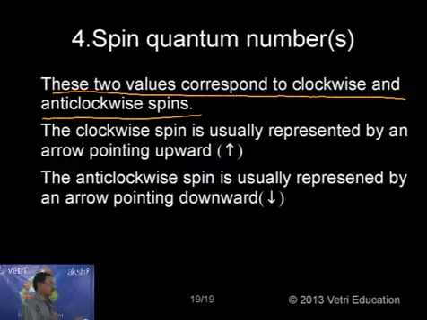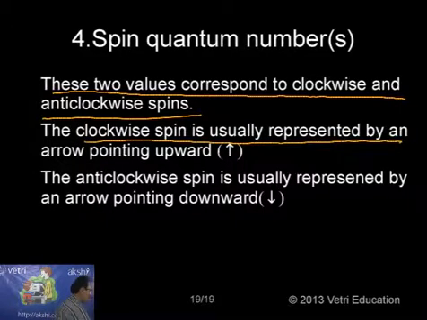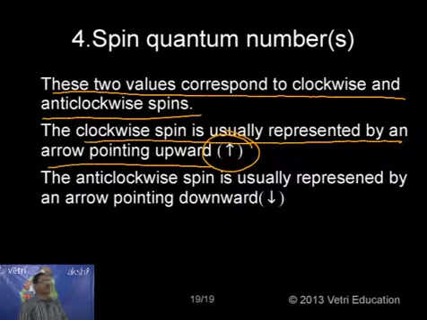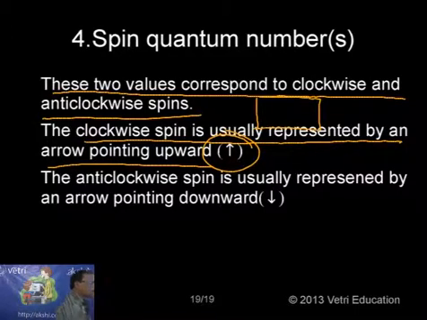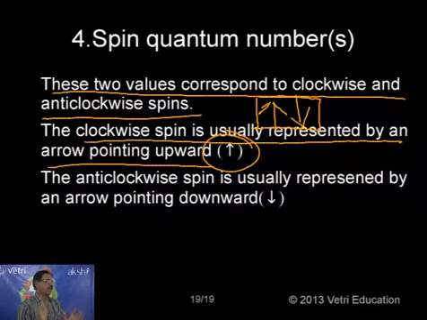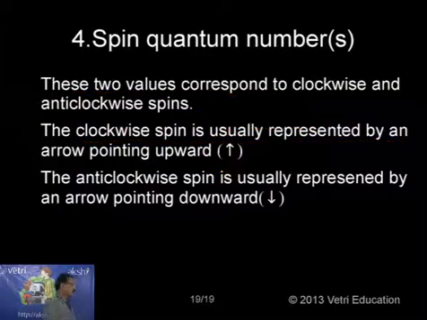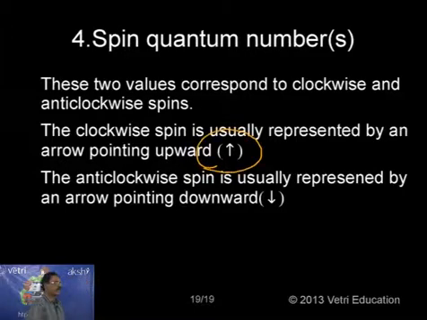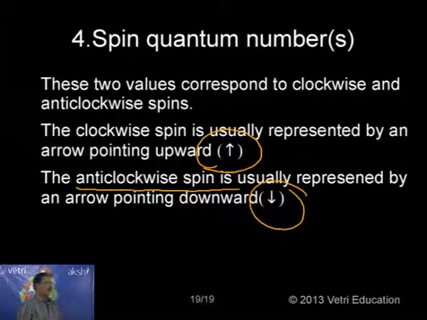I have already shown the picture. The clockwise spin is usually represented by an arrow pointing upward. This is the most important. Conventionally, when representing atomic structure, we represent an orbital, suppose this is an s orbital, as a box, and we write the electron in it. An electron pointing upward means it is moving clockwise. An electron pointing downward means it is moving anti-clockwise. This is the convention. So the clockwise spin is represented by an arrow pointing upward, and the anti-clockwise spin by an arrow pointing downward.